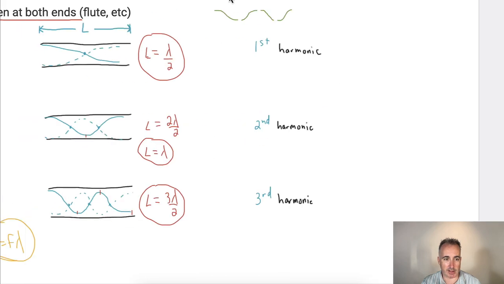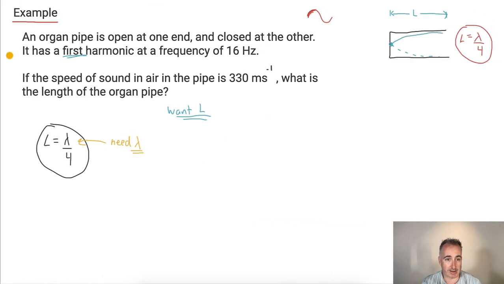Remember I said there's a good old pal equation, v equals f lambda? That's your friend. So let's use v equals f lambda to get lambda. Lambda is v over f. So it's the speed of air, in this case because it's sound, over f. I'm going to do this in a different color. So I have lambda equals v over f. If I put in the numbers, do I know the speed of sound? Yes, it's 330 meters per second, so the units are good. Frequency is supposed to be 16 hertz.